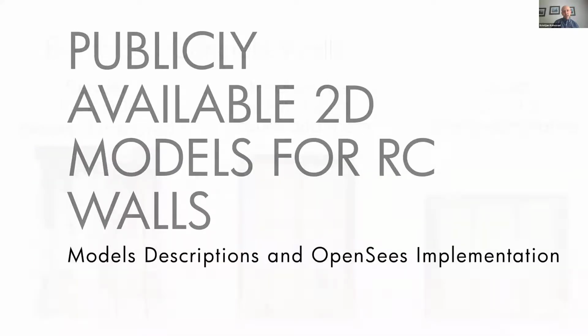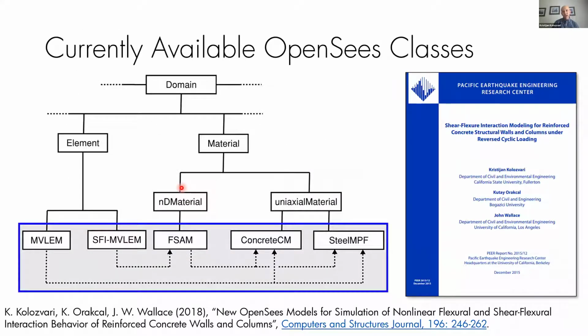So let's talk about these existing models just real quick. These models were implemented in OpenSees in 2005, I believe. Some of these models were part of my PhD dissertation at UCLA, and after that, we implemented them in OpenSees. There's a PEER report from 2015 that describes these models. As part of that effort back in 2015, we implemented the MVLEM model, the shear-flexure interaction MVLEM, and then this 2-dimensional material, which is called the fixed strut angle model for reinforced concrete. We also implemented 2 uniaxial material models, Concrete CM and Steel MPF.